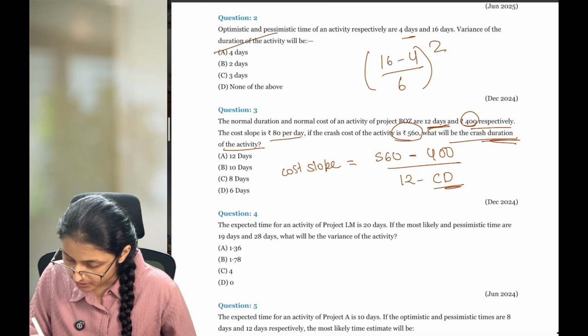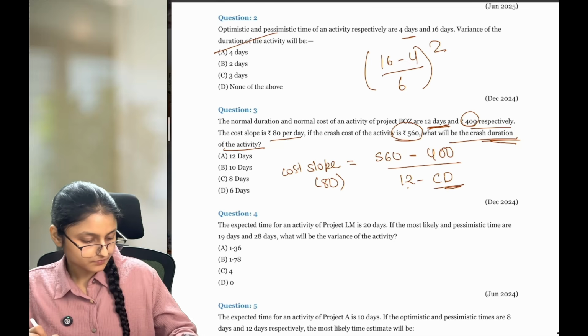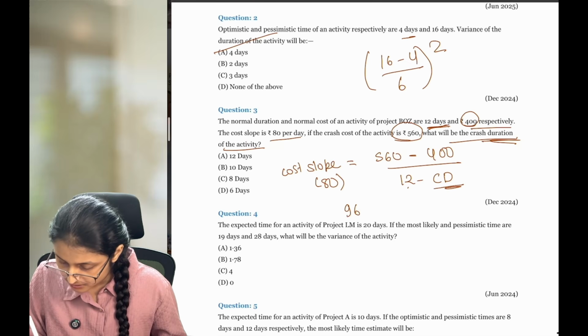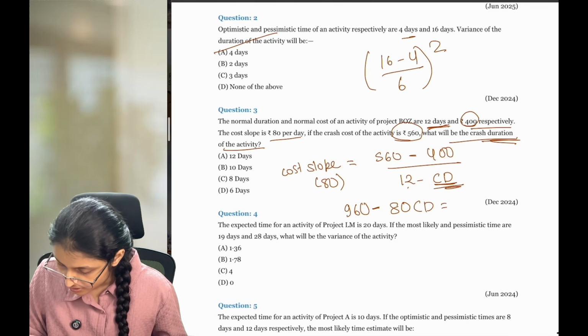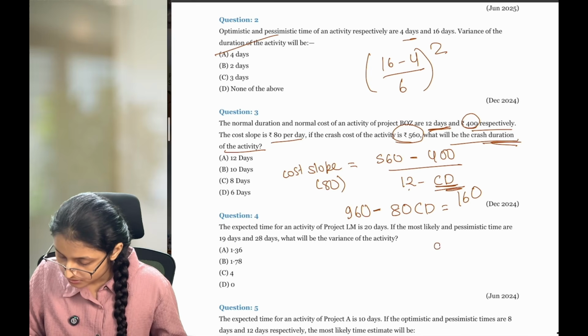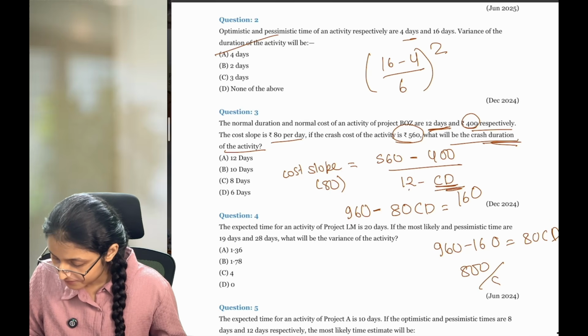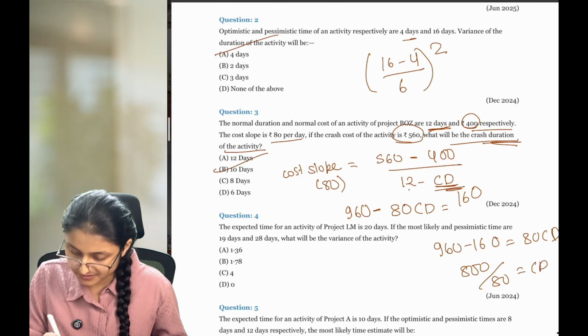And cost slope is already given to you as 80. So 80 into 12 is 960, minus 80 crash duration is equal to 560 minus 400, which is 160. So 960 minus 160 is equal to 80 crash duration. So we are getting 800 divided by 80 will be your crash duration, that is equal to 10 days.